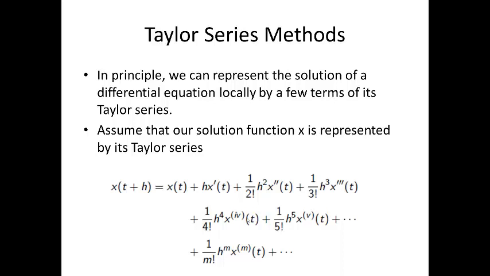The numerical method described in this section does not have the utmost generality, but it's natural and capable of high precision. In principle, we can represent the solution of a differential equation locally by a few terms of its Taylor series. Assume that our solution function x is represented by its Taylor series. So x of t plus h can be given by the Taylor series that you see on the slide. Remember that some functions, such as e raised to the minus x squared, are smooth, but they're not necessarily represented by a Taylor series at 0.